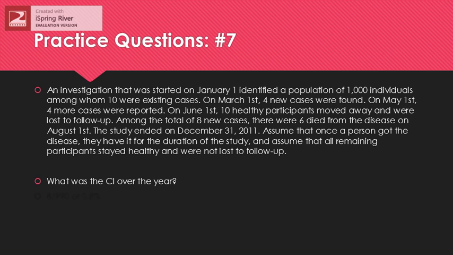Okay. Question number 7 is, what was the cumulative incidence over the entire year? The answer here is 8 over 990. The reason is cumulative incidence is the number of new cases. So we don't include the first 10 because those were already existing cases. So 8. And then the denominator is the number of participants at the end of the year. So we lost 10. So 8 over 1,000 minus 10 is 0.8%.